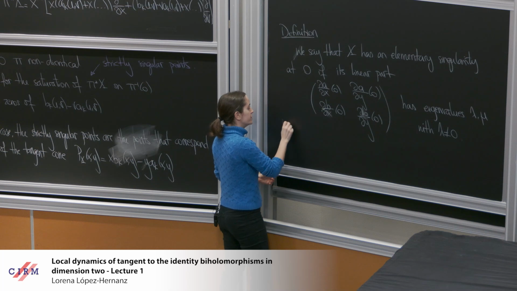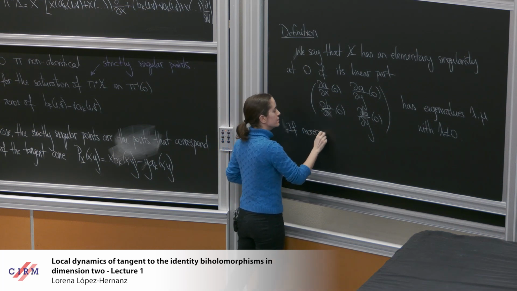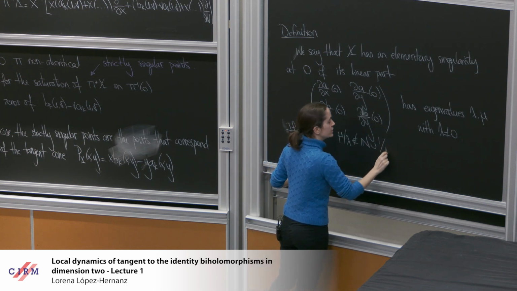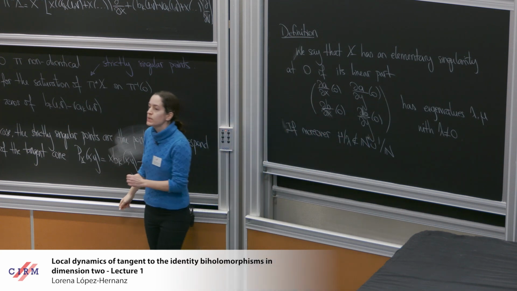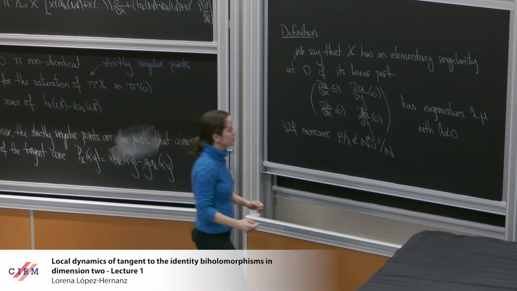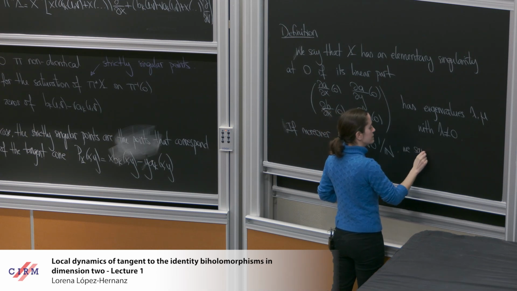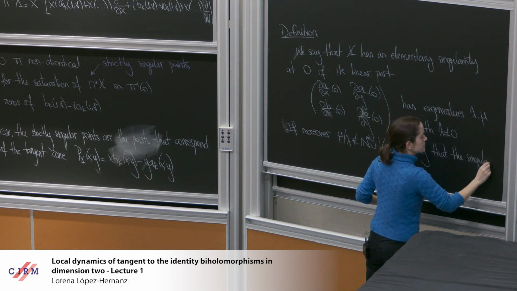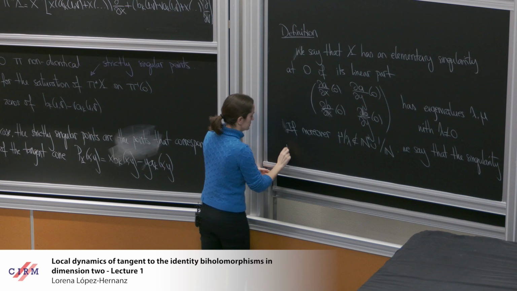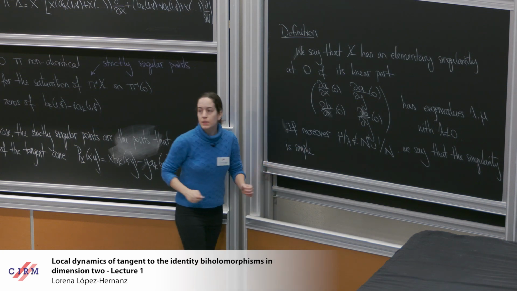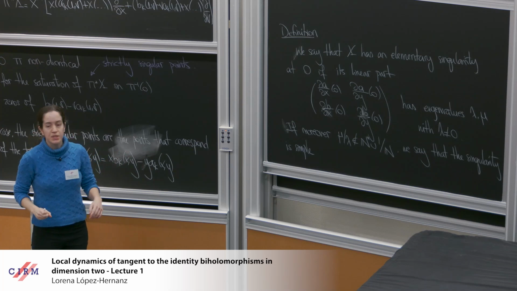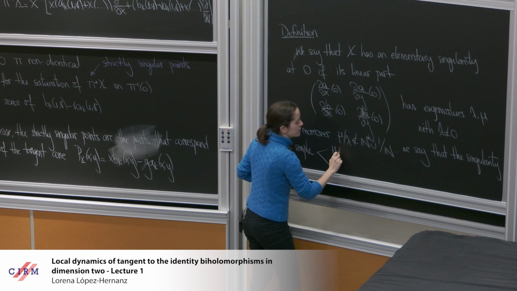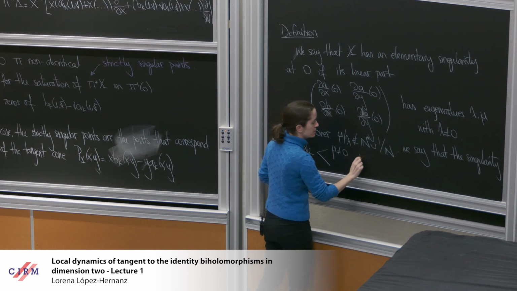Okay? If, moreover, mu over lambda is not in N or 1 over N, it can be 0, we say that the singularity is simple. Okay, so we have two possibilities here. Either the quotient is 0, mu is 0, or mu is different from 0. When mu is different from 0, we say that the simple singularity is non-degenerate.